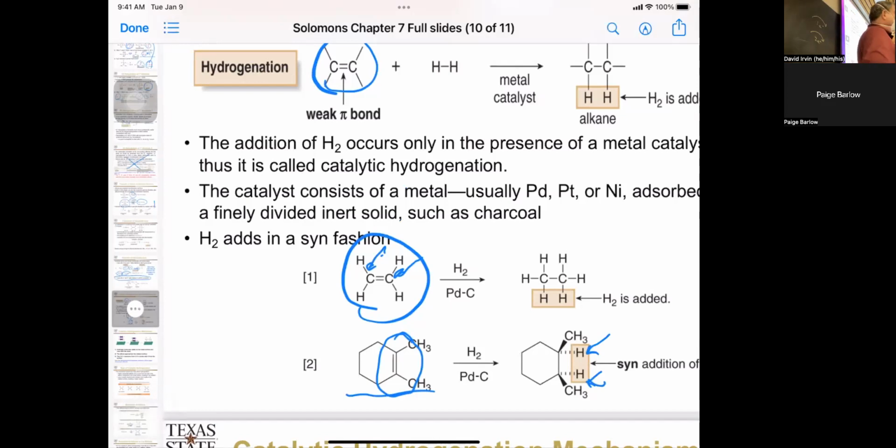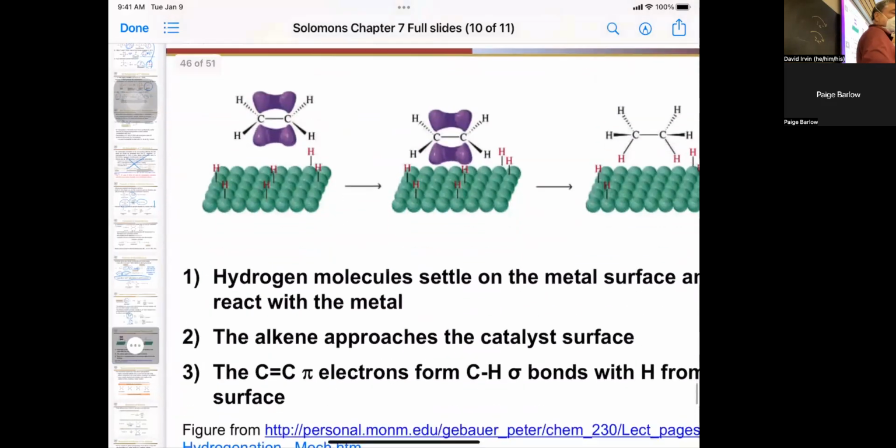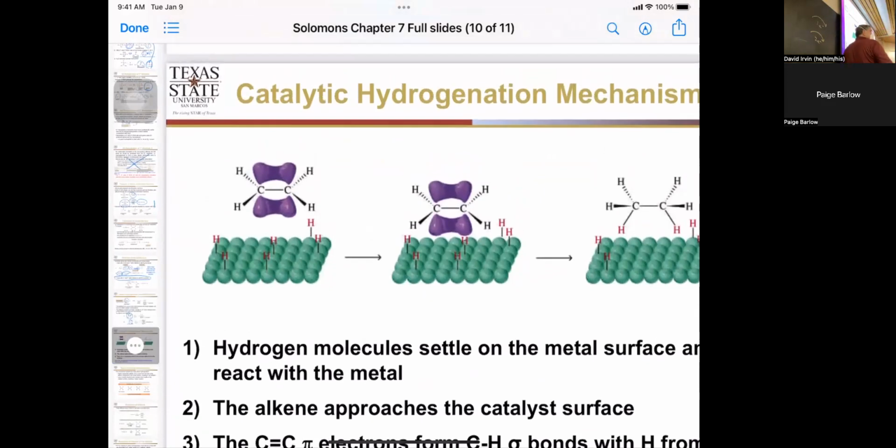Okay, so how does that work? Okay, well, we have to activate that hydrogen bond. That hydrogen bond is nonpolar. So what we do is we take an active metal surface and we have the hydrogen come and sit on the surface. And instead of being bonded to hydrogen now, it bonds itself to the metal. So we have a hydrogen-metal bond. That hydrogen-metal bond is now activated, but it's on the surface of a solid.